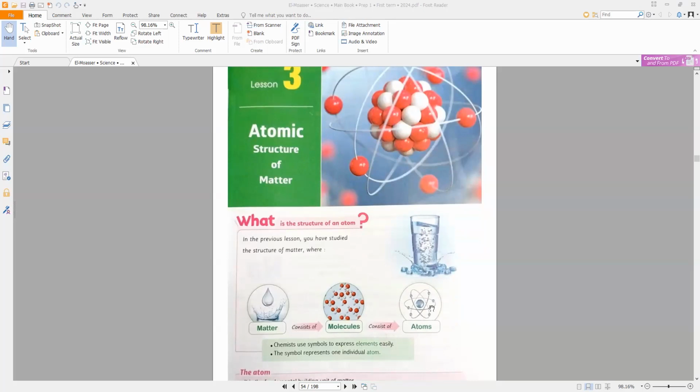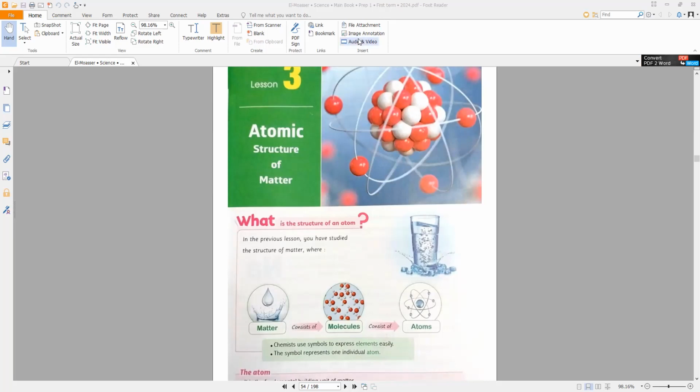We talked about the structure of this atom. Okay, let's start with the element. Around us, there are many elements. We have 118 elements around us. So the chemists, the scientists who study chemistry, use symbols to express elements easily.